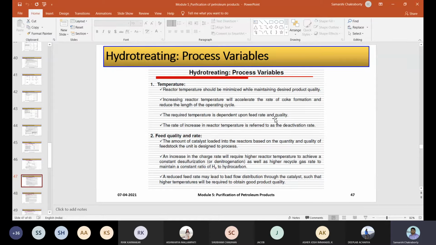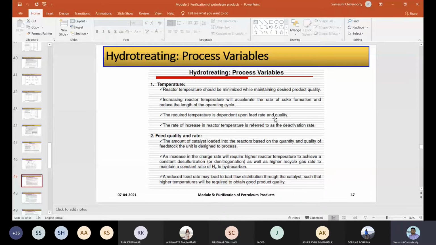Reduced feed rate may lead to bad flow distribution through the catalyst, such that a higher temperature will be required in order to obtain good product quality.